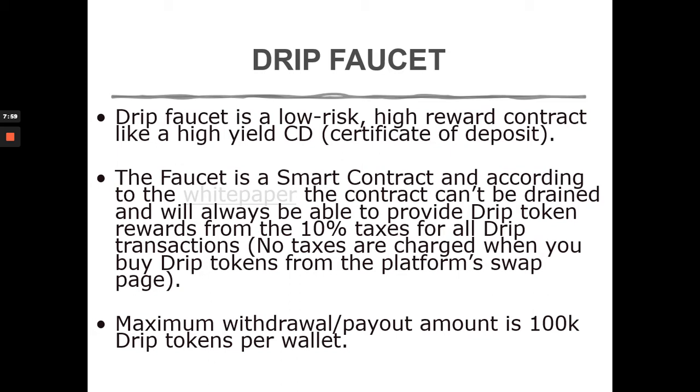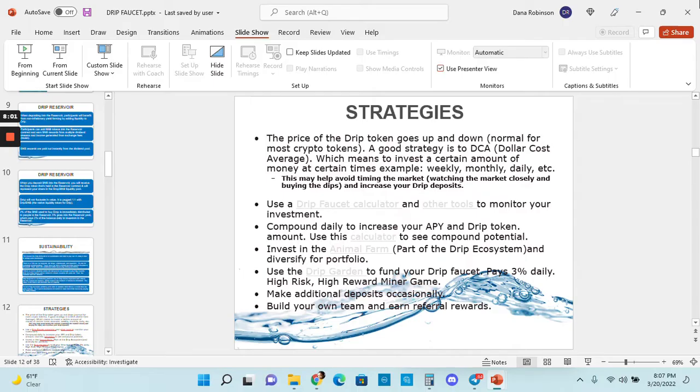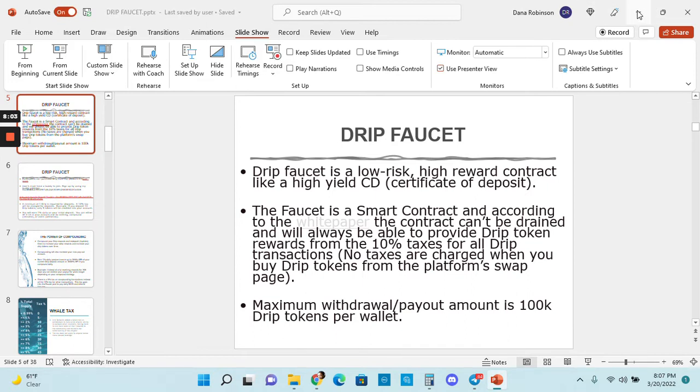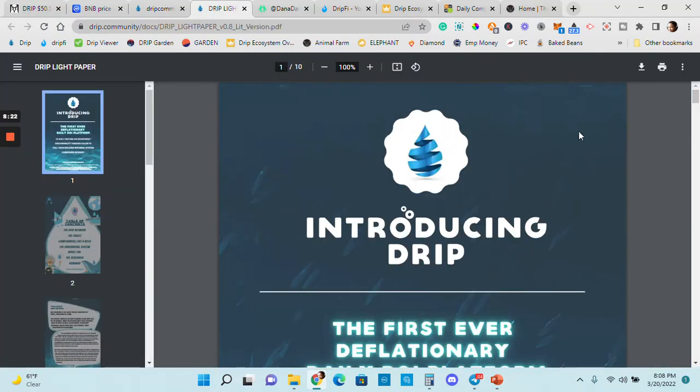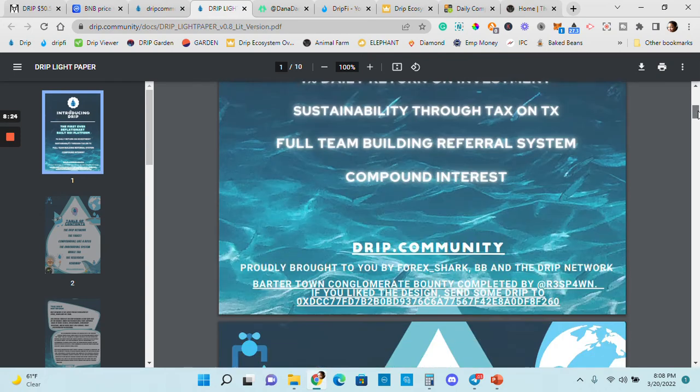Let's take a look at the white paper really quick. So here is the Drip website, and the white paper that I'm talking about is right here. When you come to their main website, you just click on white paper and you can read through the documents. I have it downloaded already. So this is what it looks like.